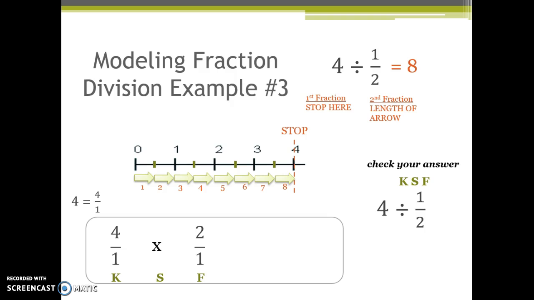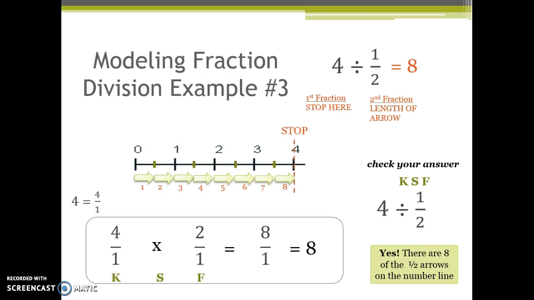Now I'm going to multiply the top and multiply the bottoms. When I multiply the top, 4 times 2 is 8. And when I multiply the bottoms, 1 times 1 is 1. Now anything over 1 is going to be that whole number. So 8 divided by 1 is 8. So yes, you were able to check your answer. Your answer mathematically is 8, and you have 8 arrows.